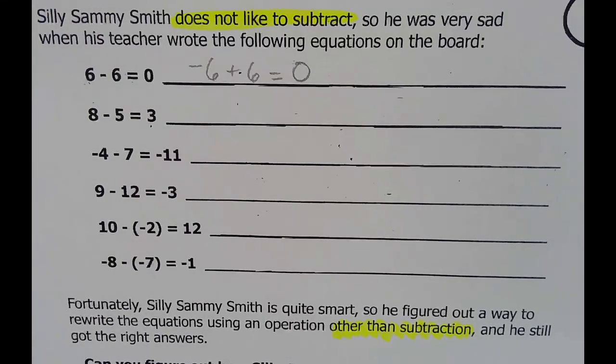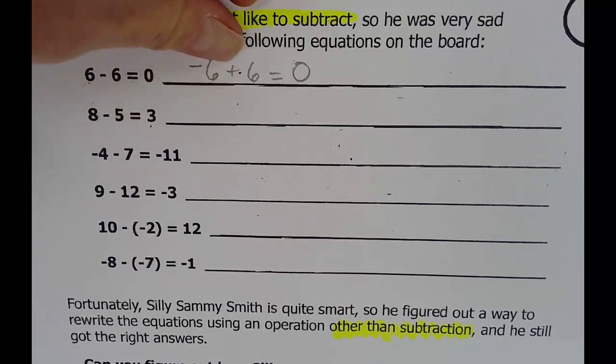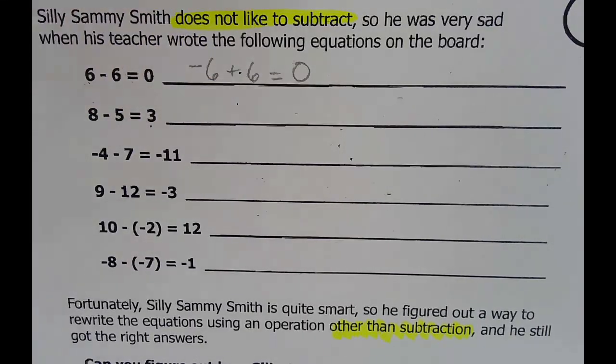8 minus 5 is 3. We know that. That's first grade. But how can I think of it in a different way where it's not subtraction? What could I do? It worked. This worked here. I wonder if we could use something here that might do the same thing. That's similar.